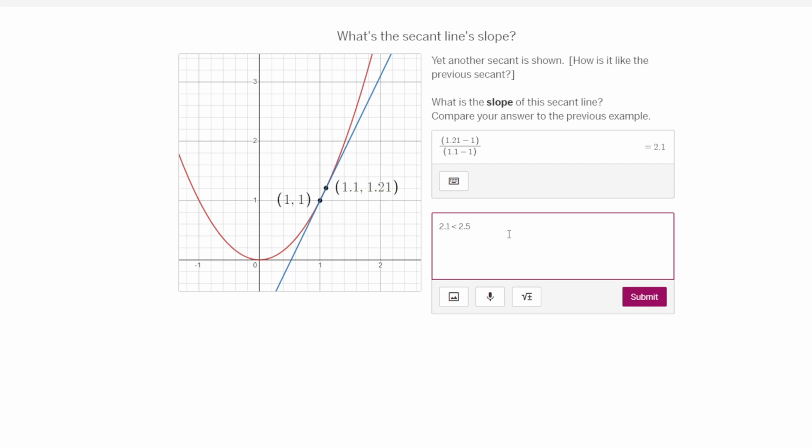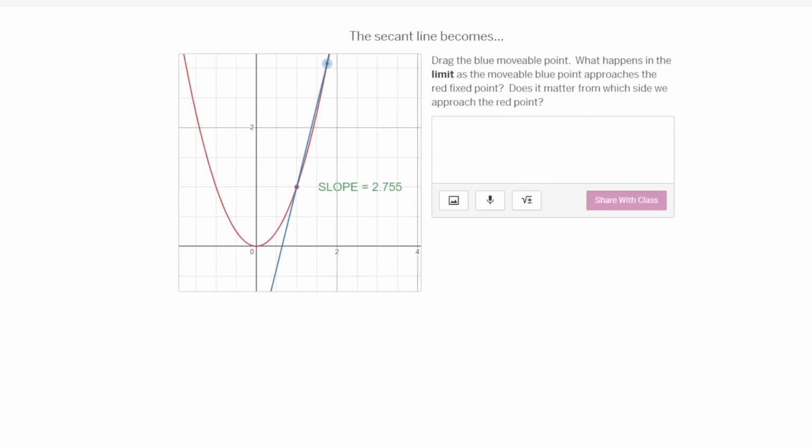And now let's take a look at the next portion where we can do this for many, many different secant lines. We would like to investigate the limit behavior. What happens in the limit as we move this point right here closer to our fixed point? What happens to the slope of the secant line? You see all these different changes, and we get closer and closer to 2.